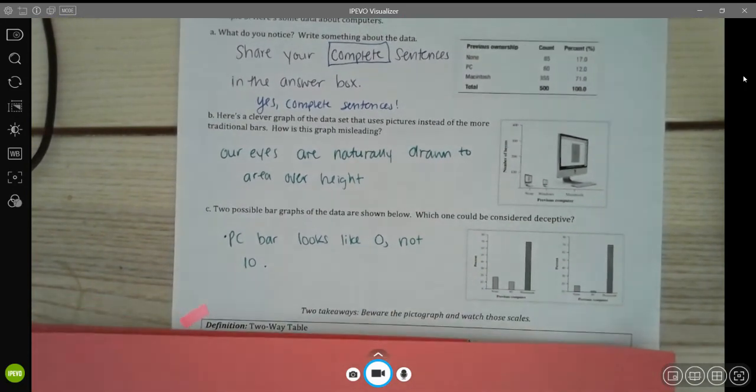So some takeaways from today. Just beware when there's pictures in a graph. And again, watch the scales. The bin width and the scales are very similar in how they deceive people. We're going to, again, like I said, look at some graphs that are deceiving in other ways. And so we'll talk about other ways we can deceive people. These are just a few examples here.